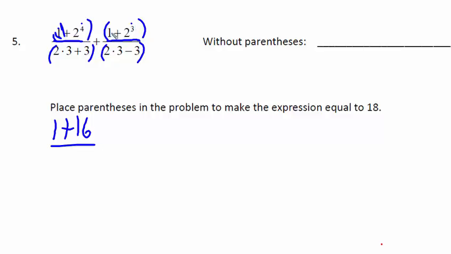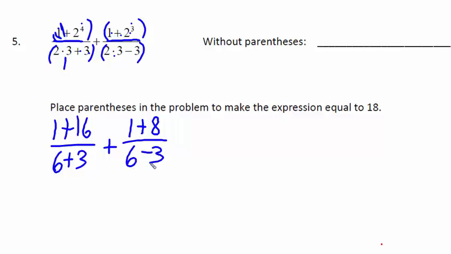Over here, we've got 1 plus 2 to the 3rd. That's 1 plus 8. 2 to the 3rd is 8. For the denominators, we've got 2 times 3, that's going to be a 6, plus another 3. And here we'll have 2 times 3, that's 6, minus 3. So these fractions are nothing terrible, really. We've got a 17 over 9, and a 9 over 3.